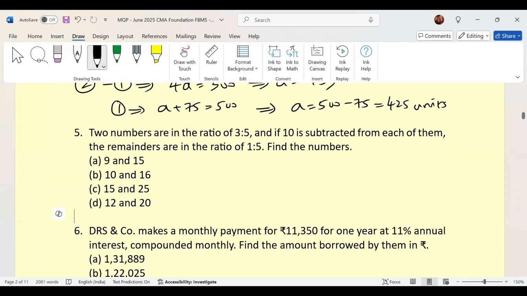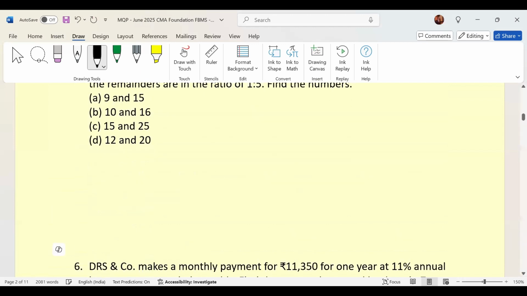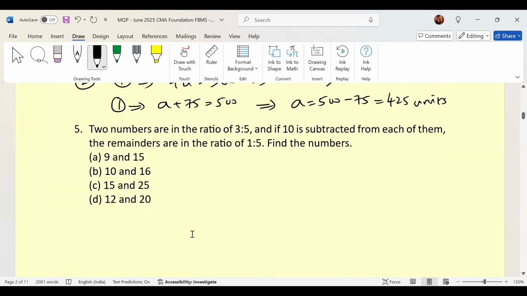Next question. Two numbers are in the ratio 3:5, and if 10 is subtracted from each of them, the remainders are in the ratio 1:5. Find the numbers. Since the numbers are in the ratio 3:5, we can consider them as 3x and 5x, so the ratio can be written as 3x divided by 5x. Now the question says if 10 is subtracted from each, numerator 10 subtracted, denominator also 10 subtracted, the ratio will now be 1:5.